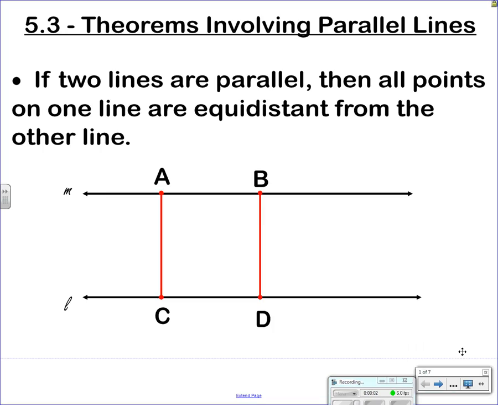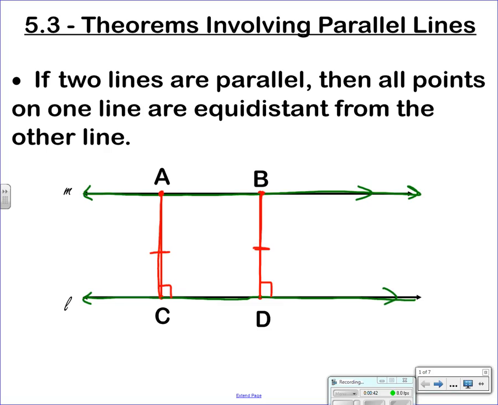Today we're going to talk about some theorems that involve parallel lines. If two lines are parallel, then all points on one line are going to be equidistant from all points on the other line. So what I have is line M. If line M is parallel to line L, then I can say that from A to C, dropping a perpendicular down, that segment is going to be equal to BD.